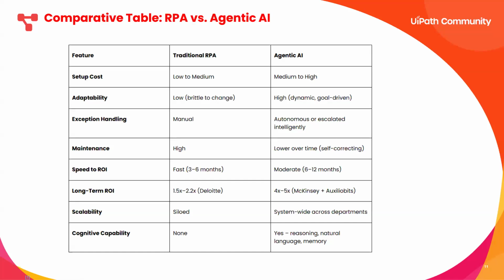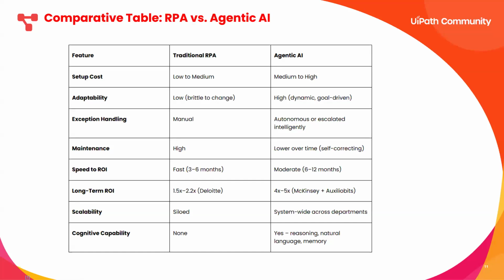Speed to ROI is faster in RPA, which is 3 to 6 months, but with agents this depends on, and varies from, process to process or solution to solution, which is moderate, between 6 to 12 months. Long-term ROI covers 1.5x to 2x, which is given by Deloitte. When we compare with agentic AI by McKinsey and other reports, it varies from 4x to 5x.